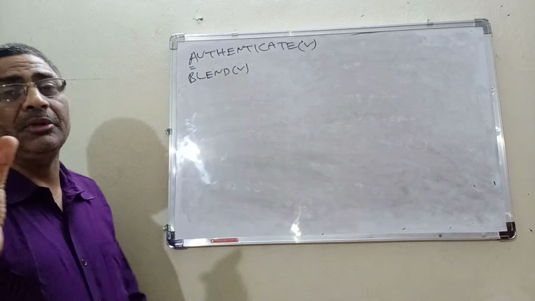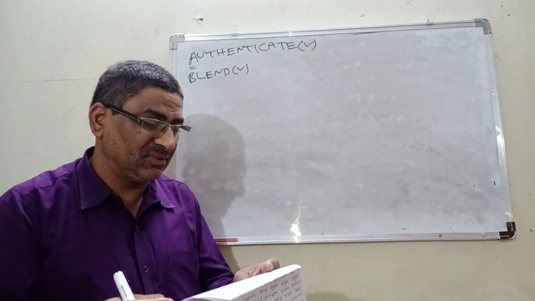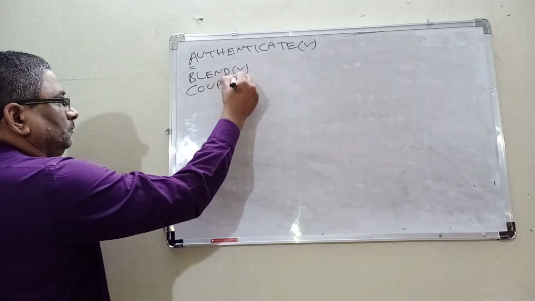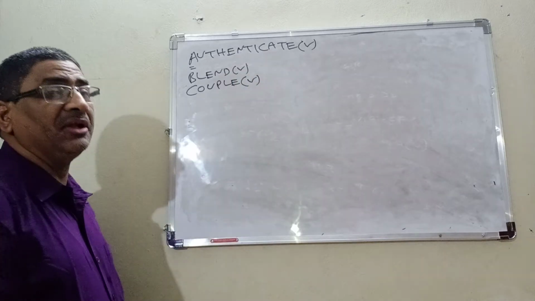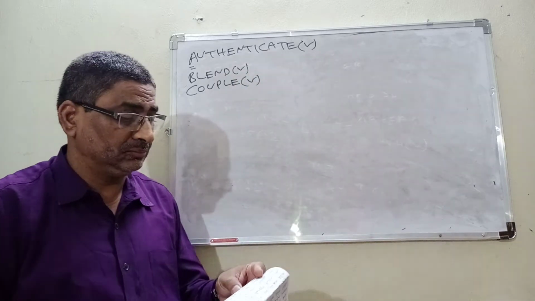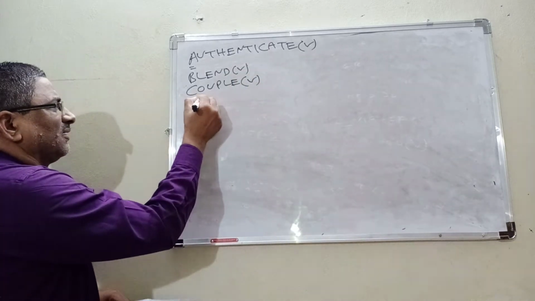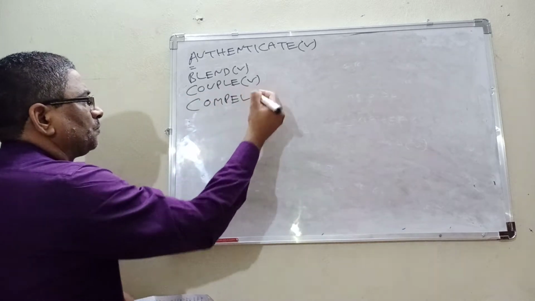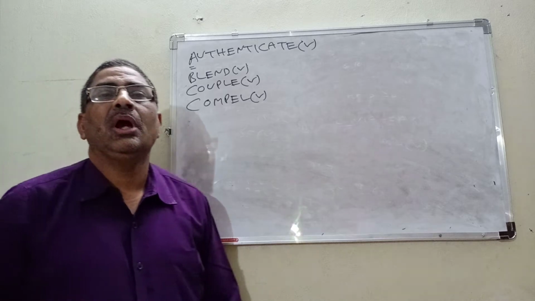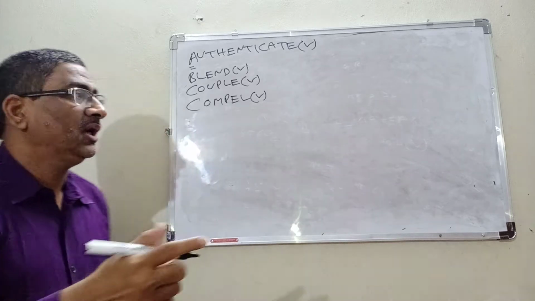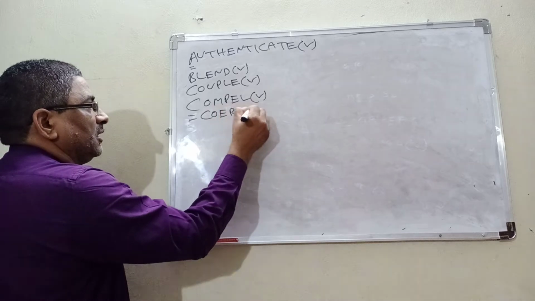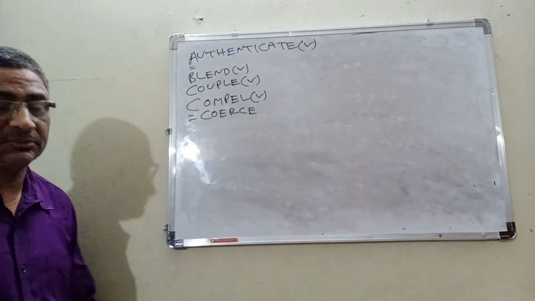Blend. Blend meaning is mix or combine. Couple meaning is combine, combination. Compel meaning is force. I don't want to be compelled by anybody. The word compel has got one important synonym called coerce.